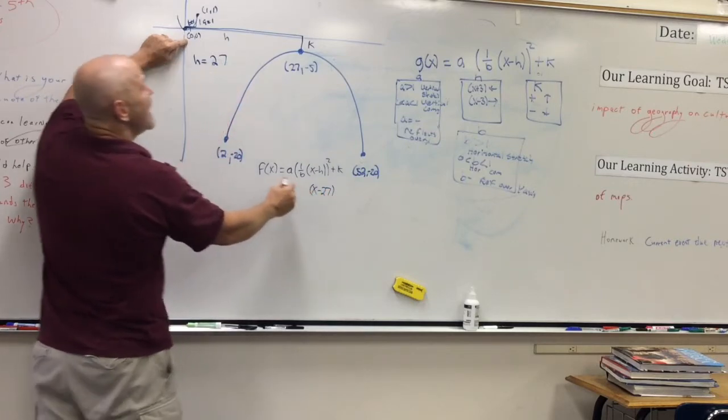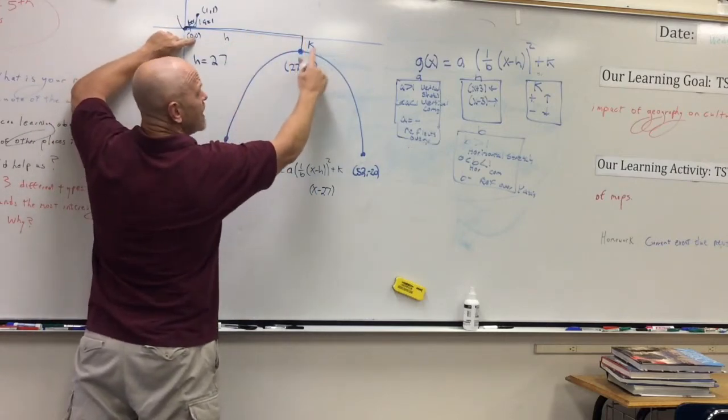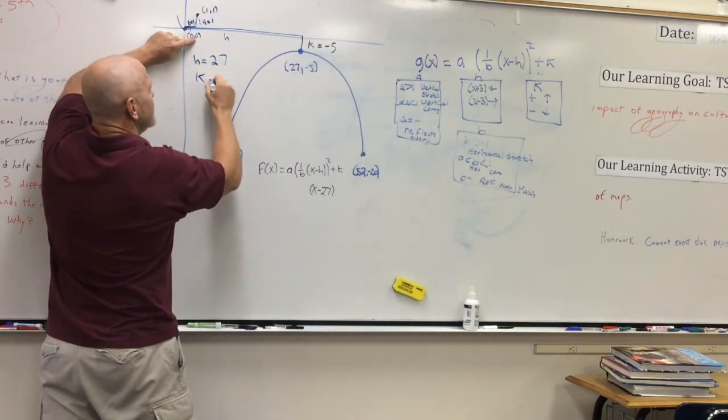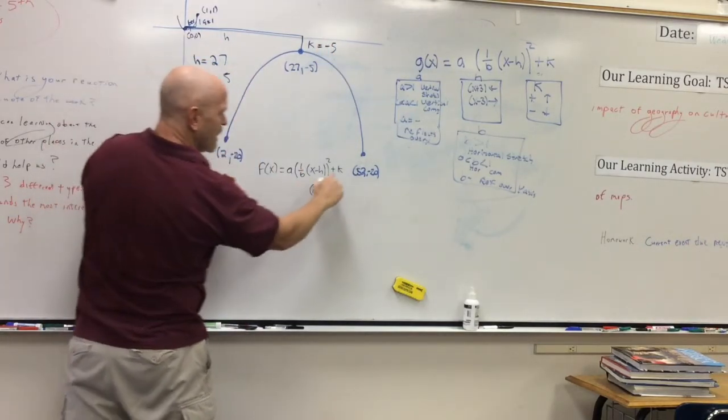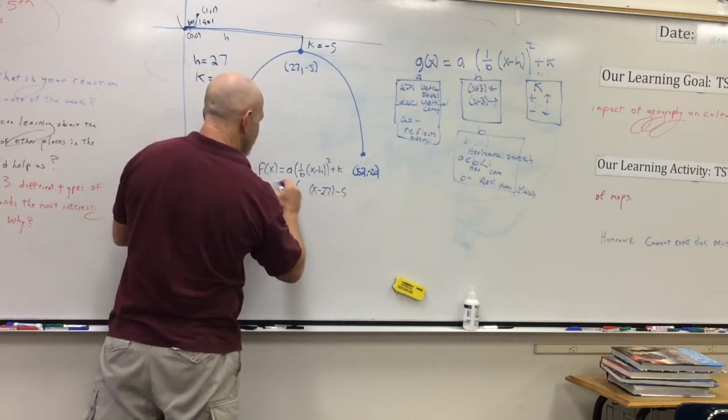All right. I come over here, and how far did I move down from 0 to 5? Negative 5. And k equals negative 5. I'll write it over here. K equals negative 5. So I'm going to come out here and write negative 5.